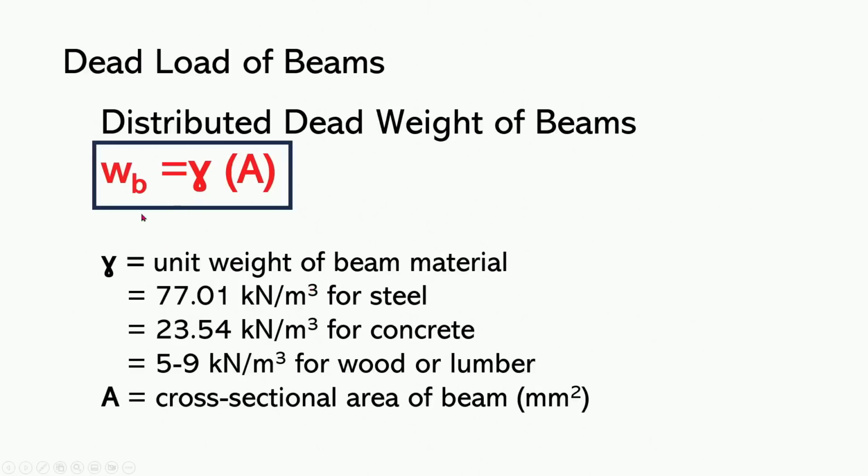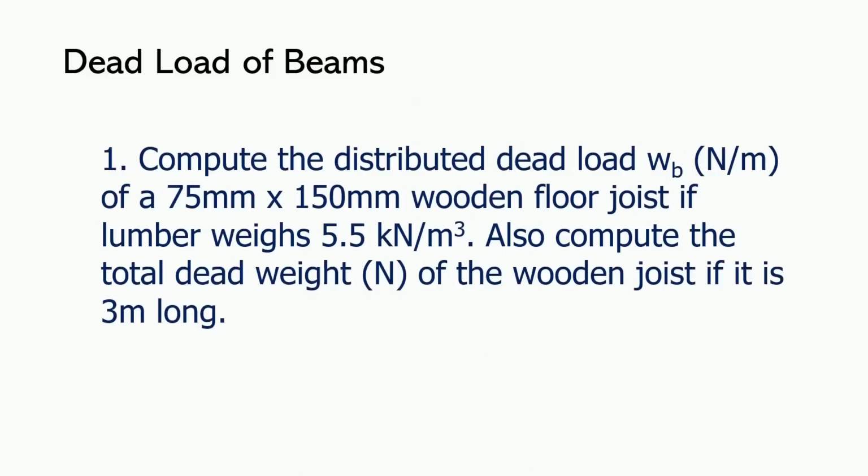And then itong A is the cross-sectional area of the beam. Now sir, why are we multiplying this by the area? Diba, yung unit weight is kN per m cubed. And then diba, if we multiply this by the area, which is in meters squared, diba, magka-cancel yung m squared, and then merong isang m na matitira dito. And so diba, itong kN per m, this is the distributed dead weight. That's why we will multiply this by the area if gusto mo yung unit analysis talaga. And so we have an example right here.